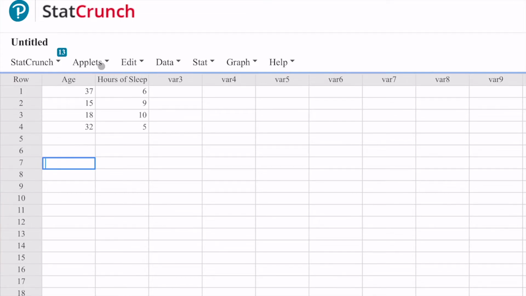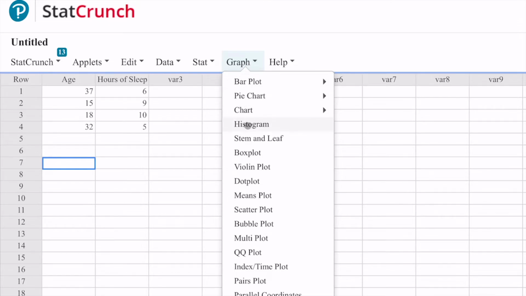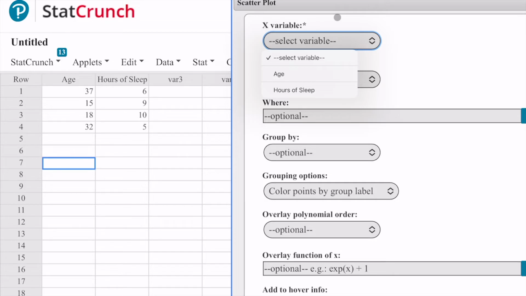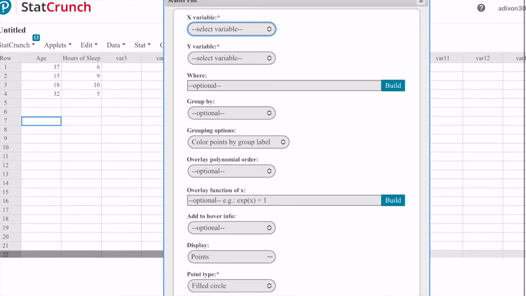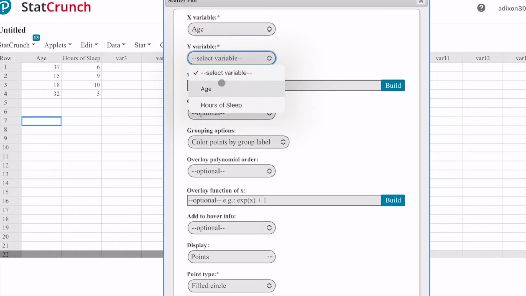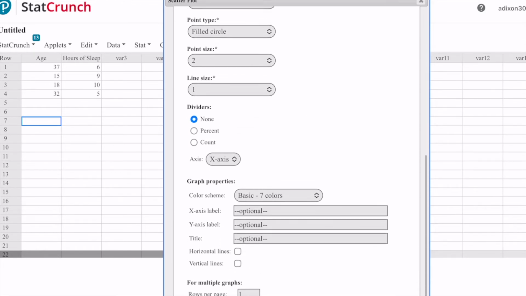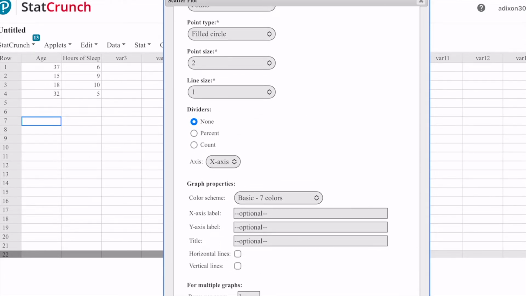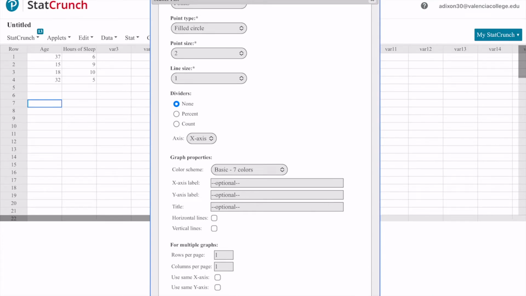Let me show you how to make a scatter plot. It is a graph, so we go to graph and we go to scatter plot. Let's make this a little smaller. The x variable, they want to know what are your x variables. Our x variable is age, so I'm going to select age. My y variable is hours of sleep. And that's it, folks. That's all we really have to do. We just want a basic scatter plot here. Let me go down here to compute.